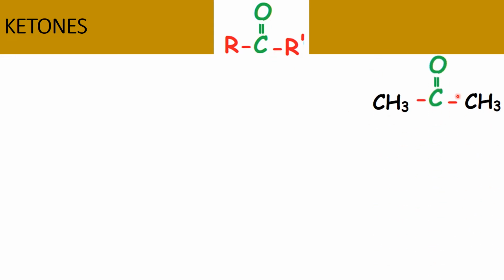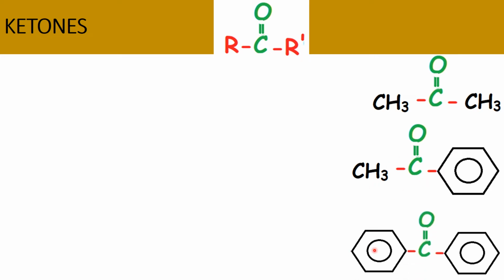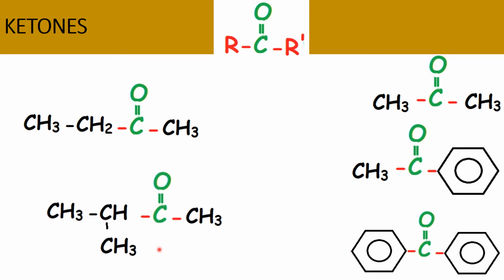Here you can see the R and R' is the same methyl group. It is known as acetone. Here you can see the R is methyl, R' is phenyl, so it is acetophenone. Here you can see both R and R' is phenyl group, that is benzophenone. So this ketone is known as butanone, and here you can see a substituted butanone.